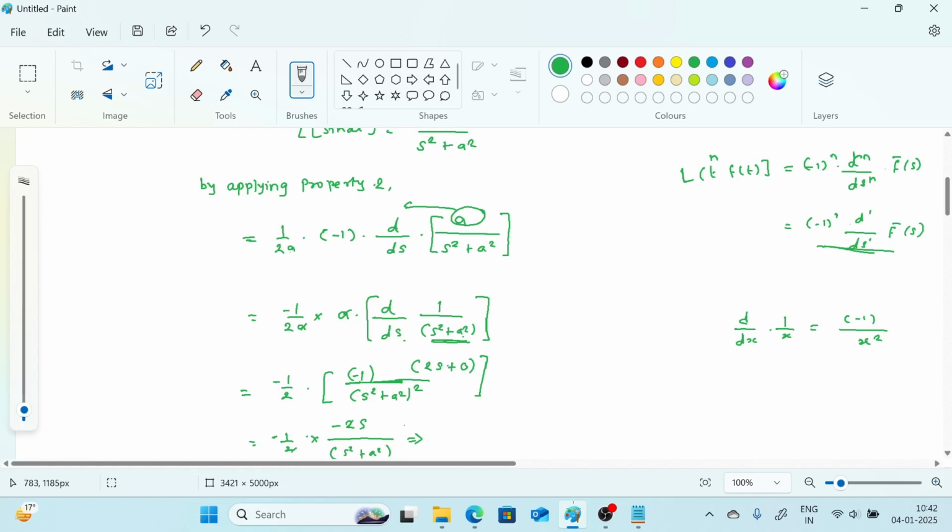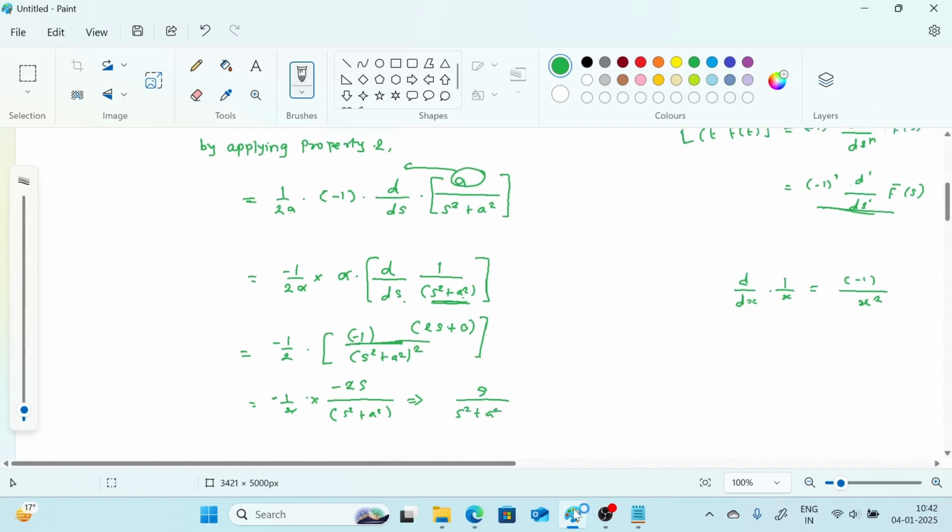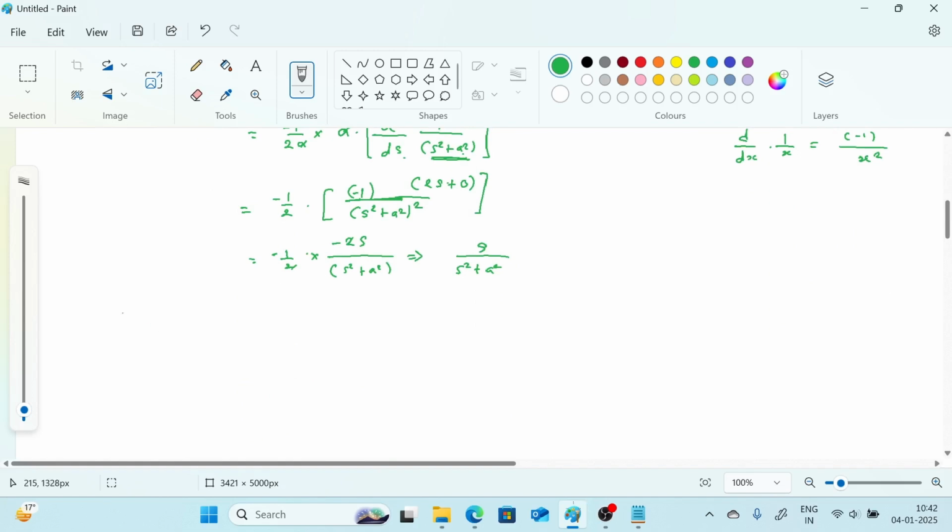This minus will be plus. So we'll get s upon s square plus a square. This is the answer for t sin at upon 2a. Laplace for this is s upon s square plus a square, right?